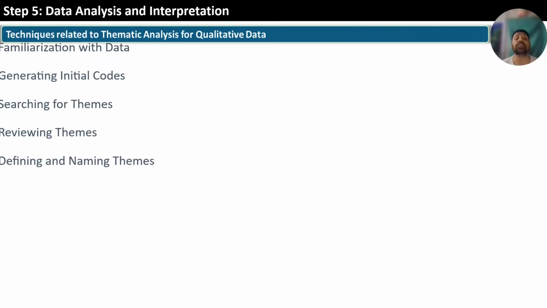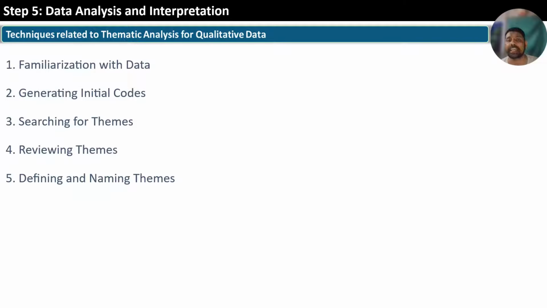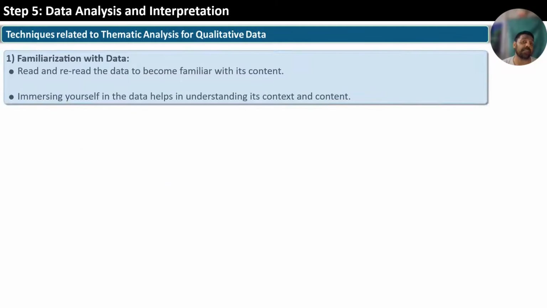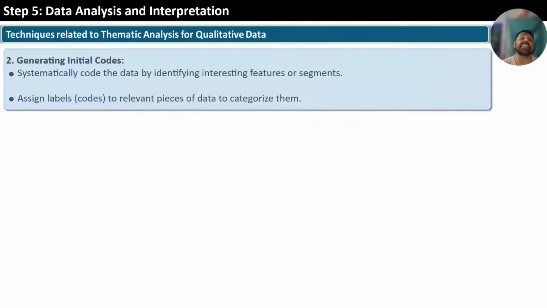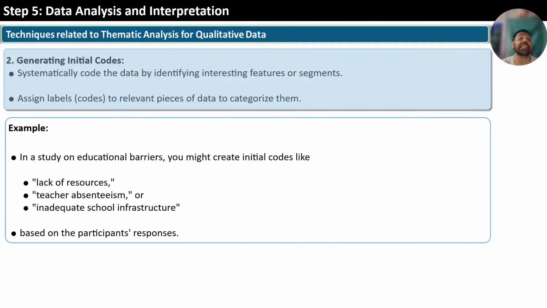Techniques related to thematic analysis for qualitative data. Familiar yourself with the data. You will need to go through the data to become familiar with its content. Another technique is generating initial code. You will need to systematically code the data by identifying interesting features or segments. Assign labels, codes to relevant piece of data to categorize them.